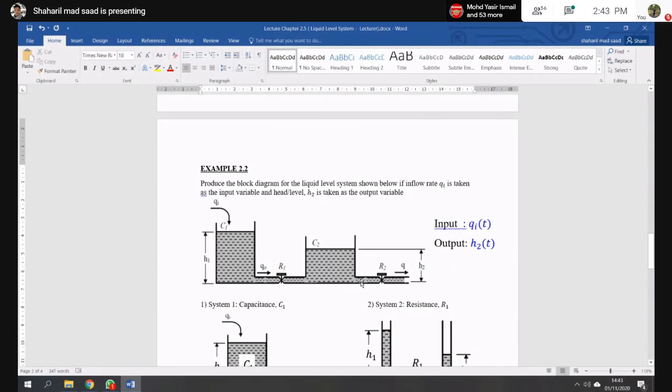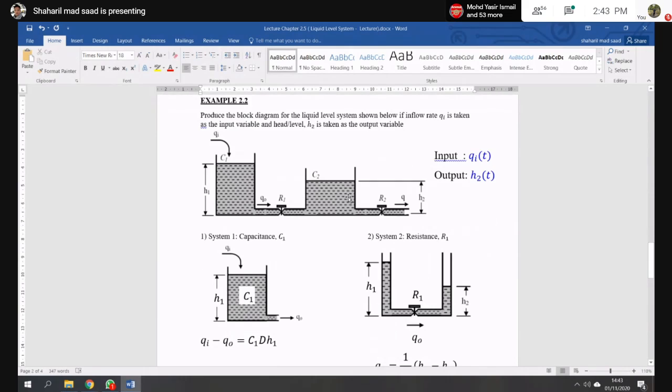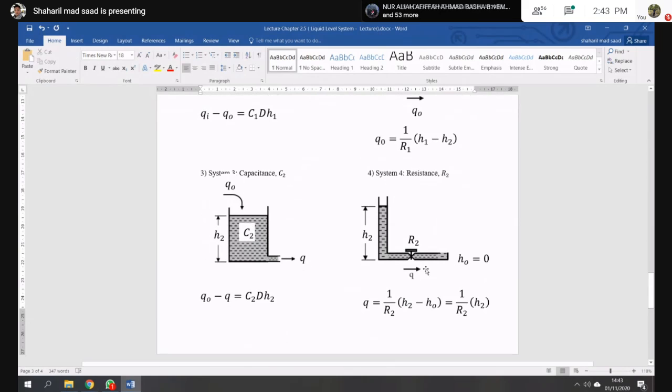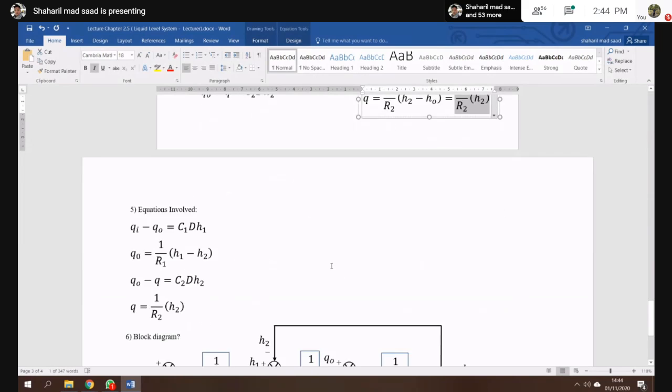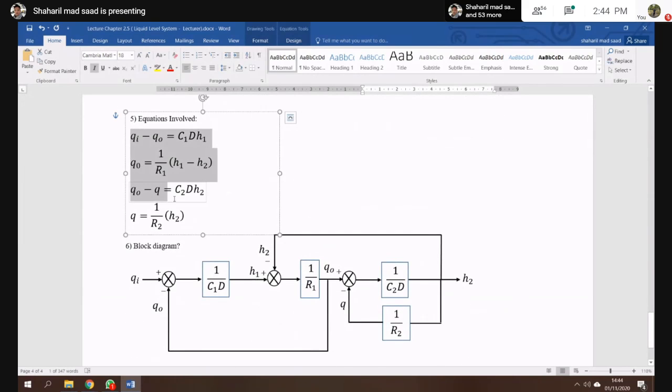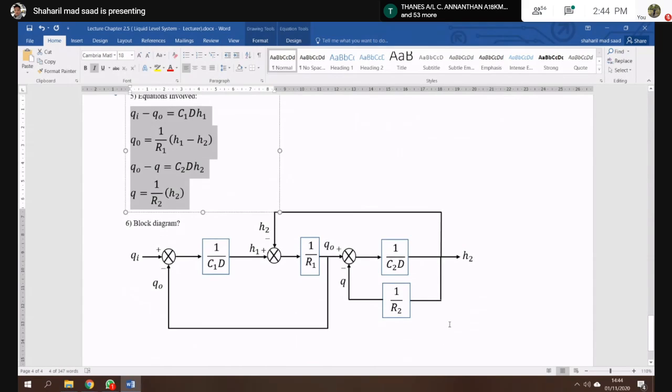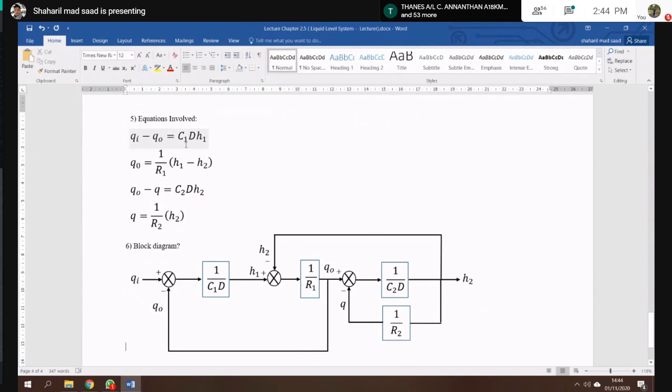You have the height H2 and height H3, maybe, equal to 0, or H naught equal to 0. So for resistance R2, the flow rate going through R2 is Q, and you will have Q equal to 1 over R2 times H2 minus H naught, where H naught equals 0, so you will have only 1 over R2 times H2. Okay, and this is all the equations for this system, and then you can draw the block diagram based on the equations.